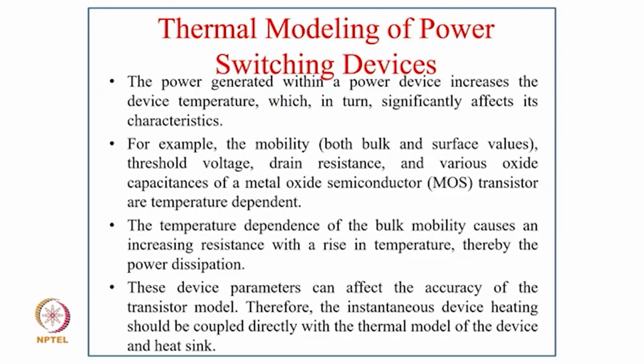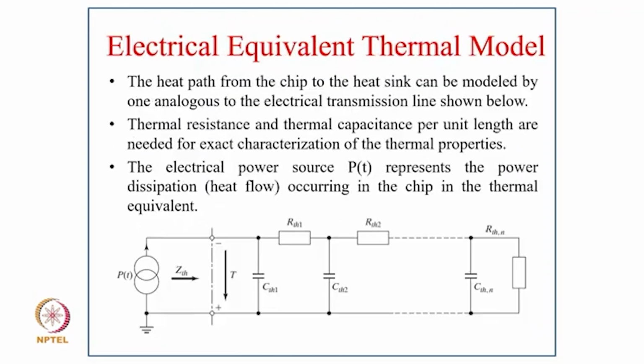Now coming to thermal modeling of power switching devices. The power generated within the power device increases the device temperature, which in turn significantly affects its characteristics. For example, the mobility, both bulk and surface, threshold voltage, drain resistance, and the various oxide capacitances of a metal oxide semiconductor transistor are temperature dependent. The temperature dependence of the bulk mobility causes an increasing resistance with a rise in temperature, thereby increasing the power dissipation. The device parameters can affect the accuracy of the transistor model. Therefore, the instantaneous device heating should be coupled directly with the thermal model of the device.